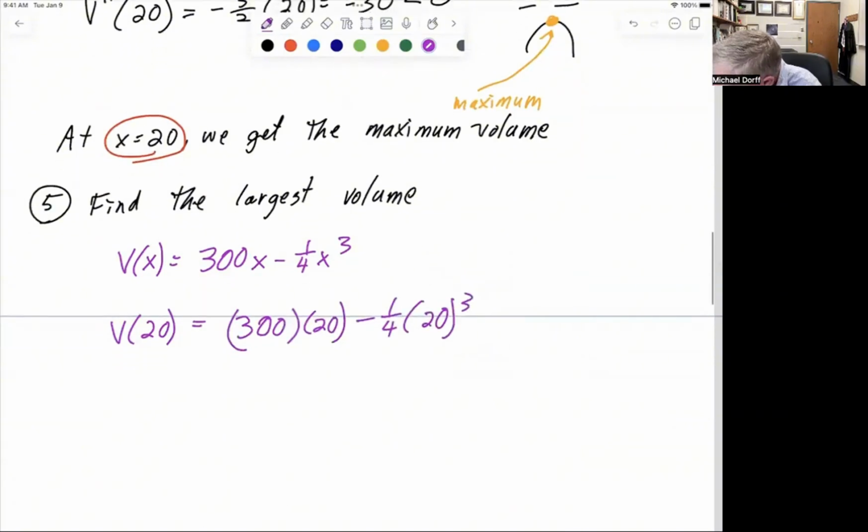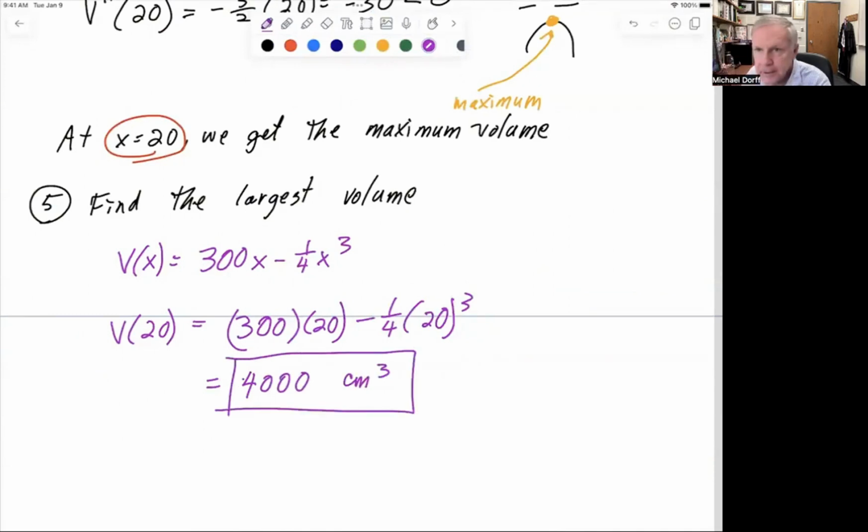And if I pull out a calculator and simplify that, I'm going to get 4,000, and that's going to be cubic centimeters because I'm dealing with volumes, and that's my final answer. And it's okay that I didn't solve for y here because I'm answering the question, find the largest volume, which I got there, which was 4,000 cubic centimeters.